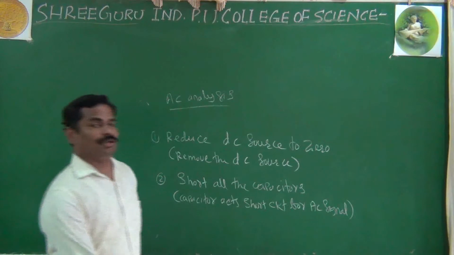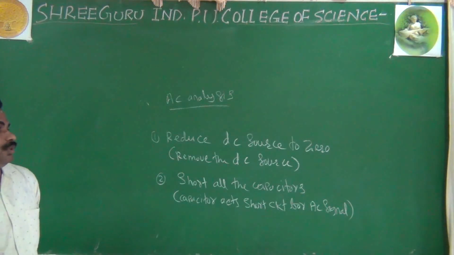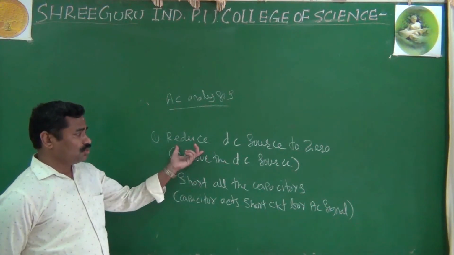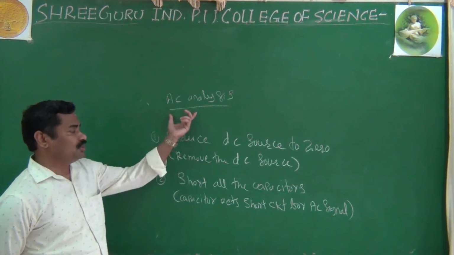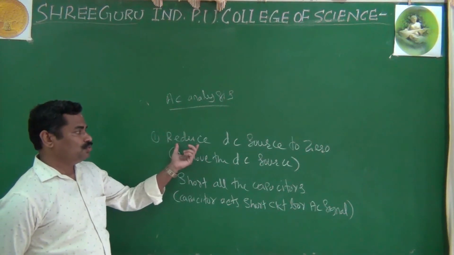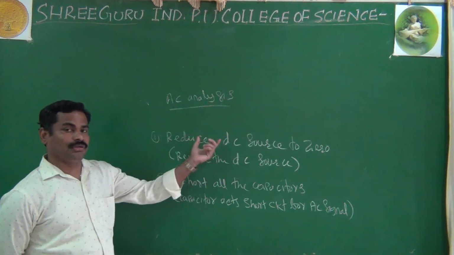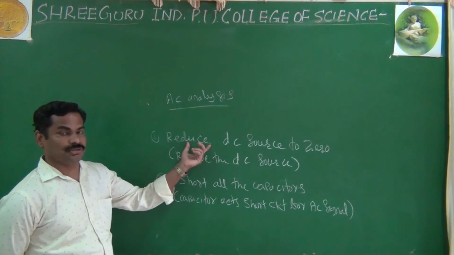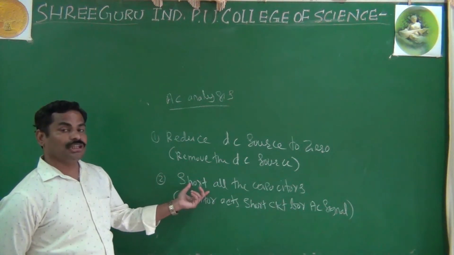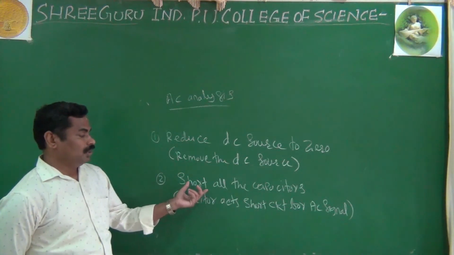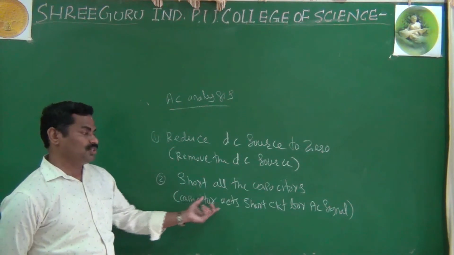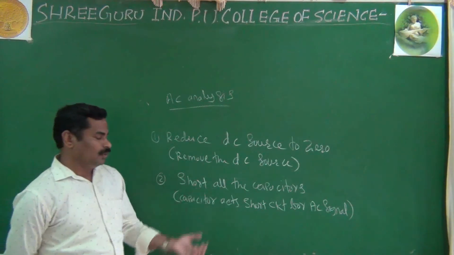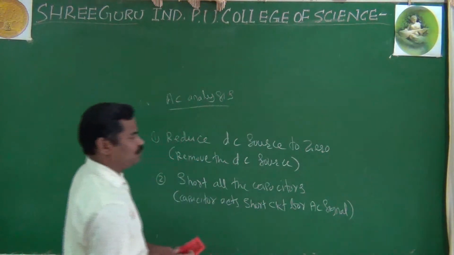Whenever you are going for the AC equivalent circuit or the AC analysis, first you have to satisfy these 2 conditions. The first: reduce the DC source to 0. You have to remove the DC source and also make the capacitors short. Why? Because the capacitor acts as a short circuit for AC signals.